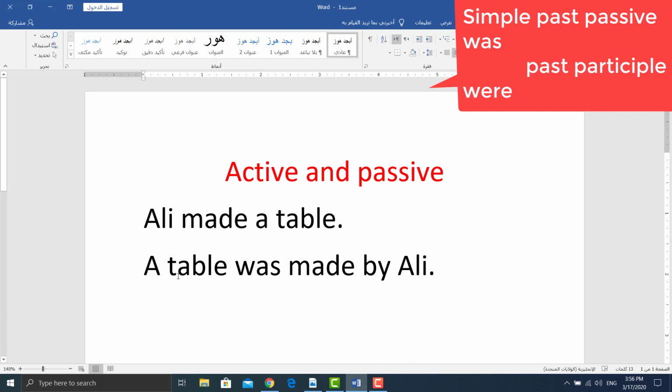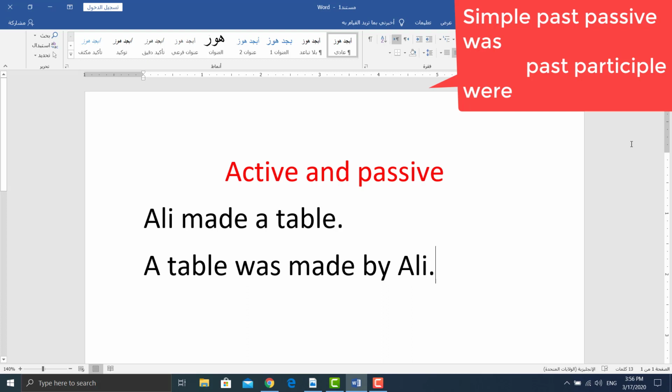Okay, when we have a sentence like this, the message we want to convey is Ali, not Ahmad, not Omar. The focus here is on Ali. And when I say a table was made by Ali, we shifted the focus from Ali to a table. Here we say a table, not a chair, was made by Ali. So the most important part comes at the beginning of the sentence.